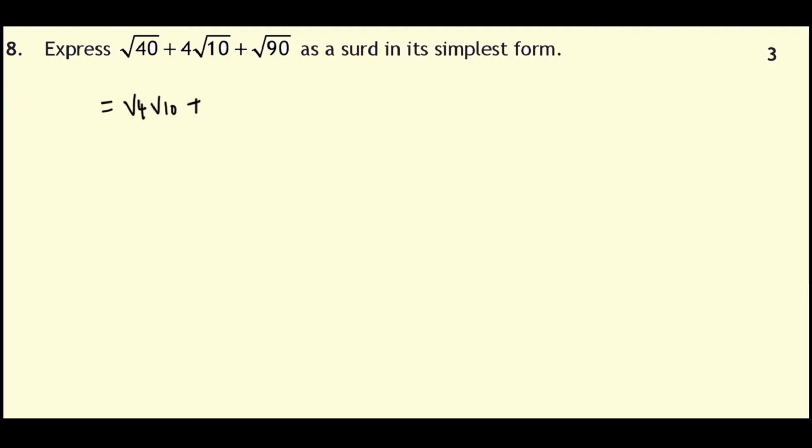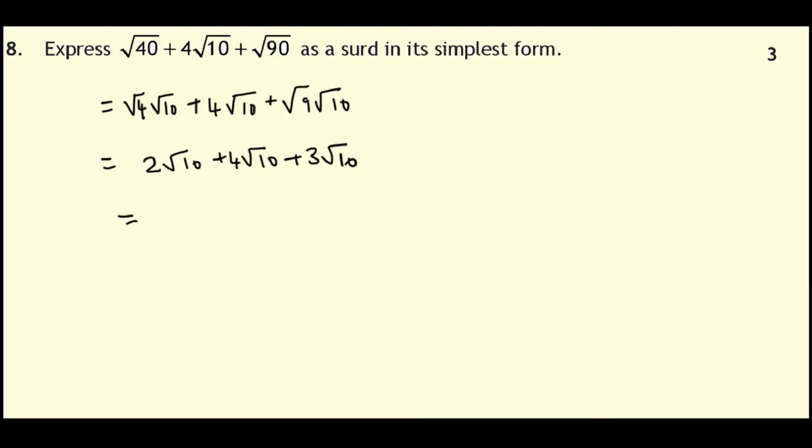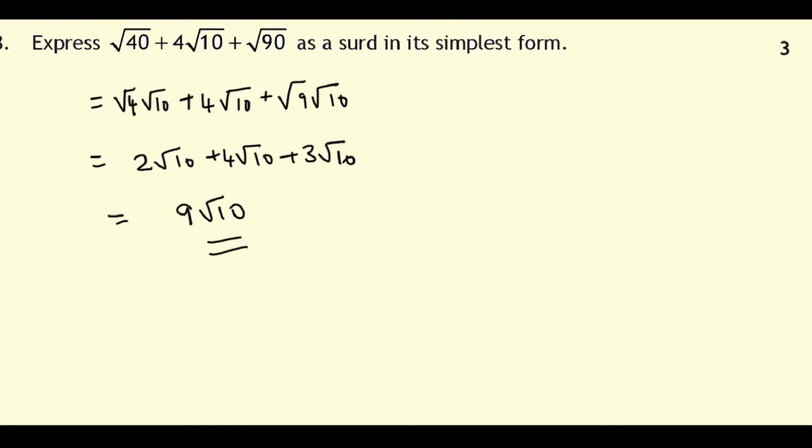And root 90, again, we can go down to square root 9, square root 10. So we'll tidy this up a little bit. The square root of 4 is 2, so that's going to be 2 root 10 plus 4 root 10 plus 3 root 10. And we've got 2 plus 4 plus 3, so that's 6, 9 root 10s. Okay, so 3 marks for this question. We've got a mark for simplifying the root 40, a mark for simplifying the root 90, and a final mark for putting it all together to get your 9 root 10.